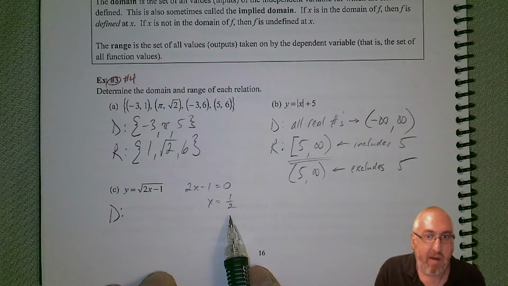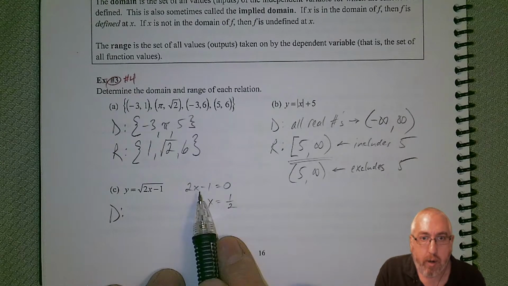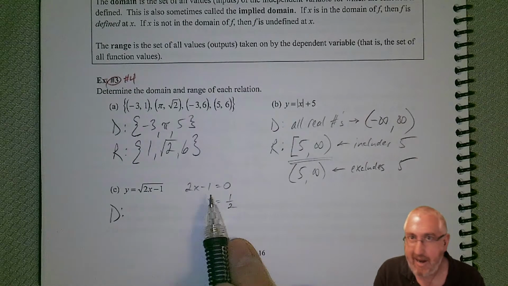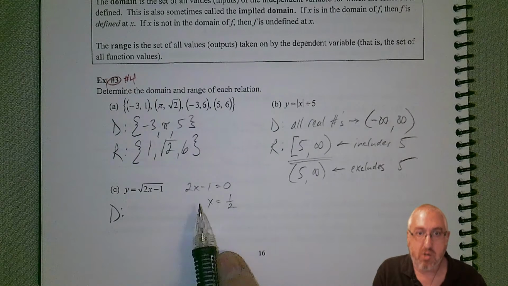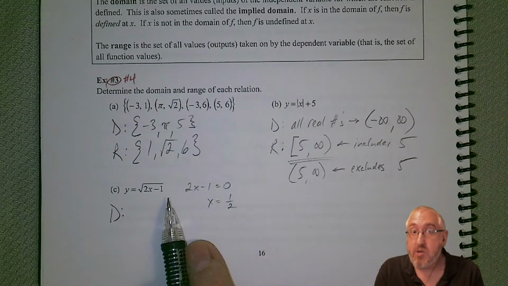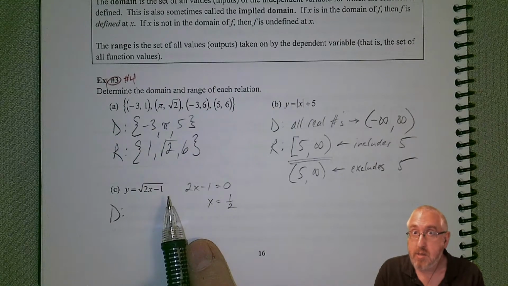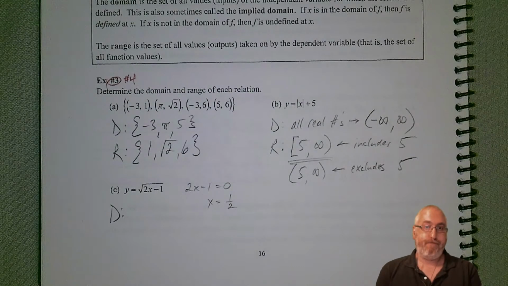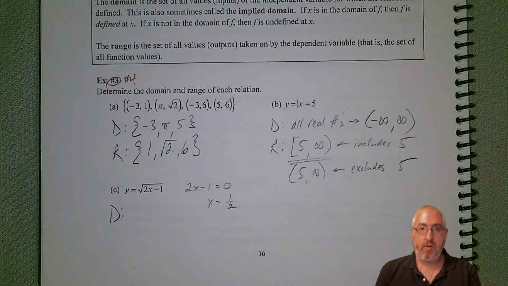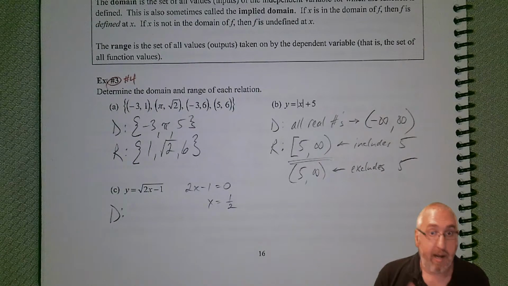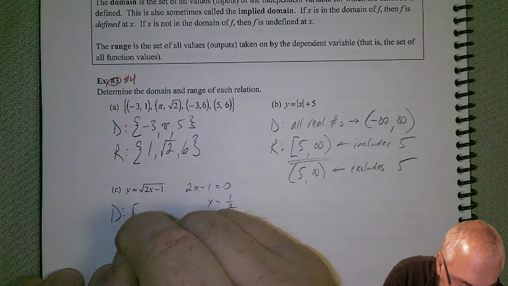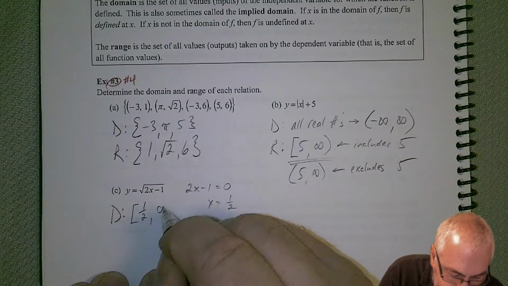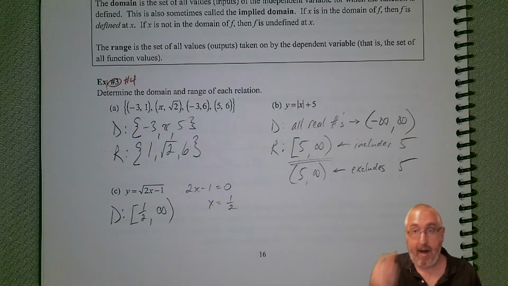If I took negative 1/4, negative 1/4 times 2 would be negative 1/2. Negative 1/2 minus 1 is negative. So 1/2 is the smallest one because it gives you 0, and the square root of 0 exists. Square root of 0 is 0. So what should be our interval? We know that smallest value is 1/2, and it's included. And we can keep going up from there. So the domain should be that.